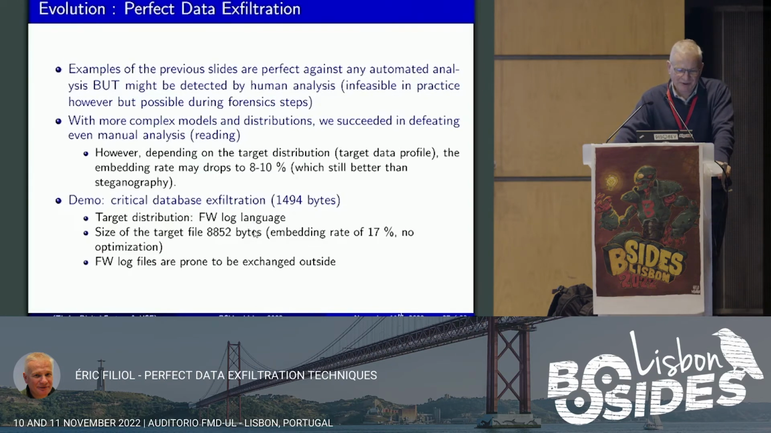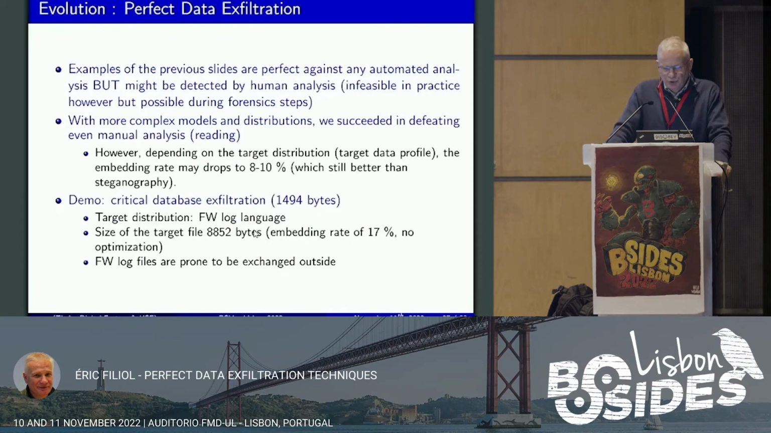What happens if there is manual expertise, manual analysis of the text? Of course, we will be detected. By principle, everything will be blocked in order to wait for the forensics analysis. So, is it possible to make sure that even a manual analysis will be defeated? It is possible. With the same principle, we use a more sophisticated distribution.